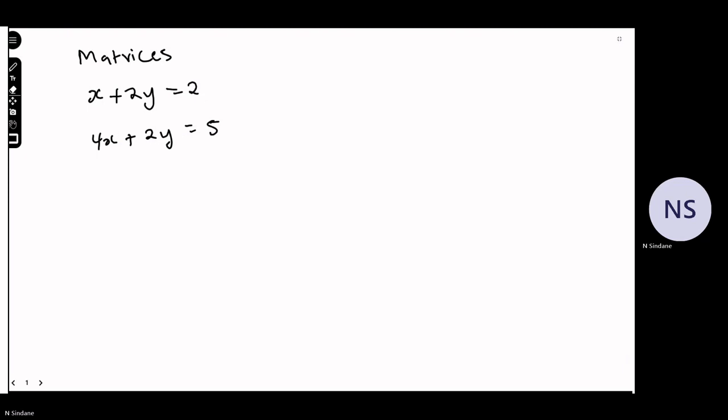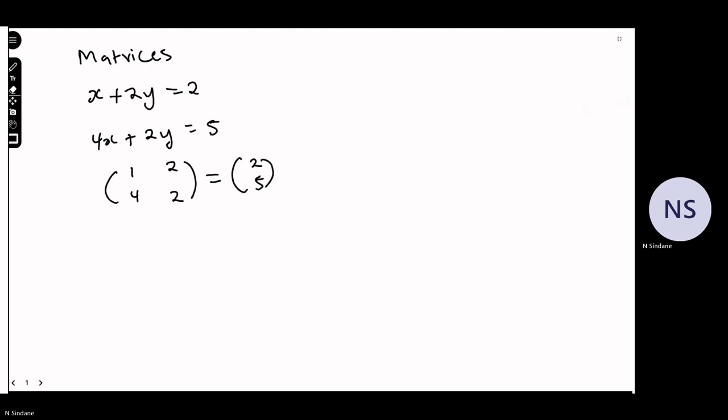So in matrices, you can rewrite this like this: here the value of x is 1, here the value of y is 2, then the value of x here is 4, the value of y is 2, right? This is equals to 2 and 5. That is how you can express it as a matrix.